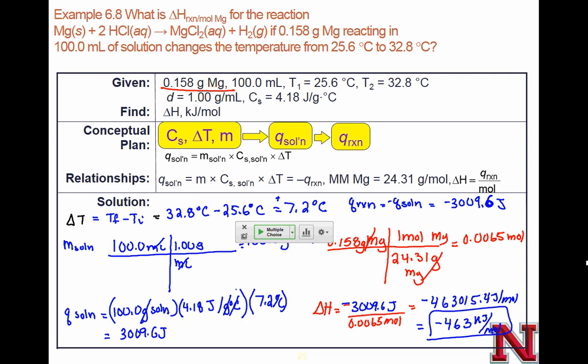And now that we know that delta H of our reaction, we can calculate how much heat we form for any amount of magnesium we use, or for any amount of HCl, because 2 moles of HCl is going to form still negative 463 kilojoules per mole of heat. So we have information from finding this.